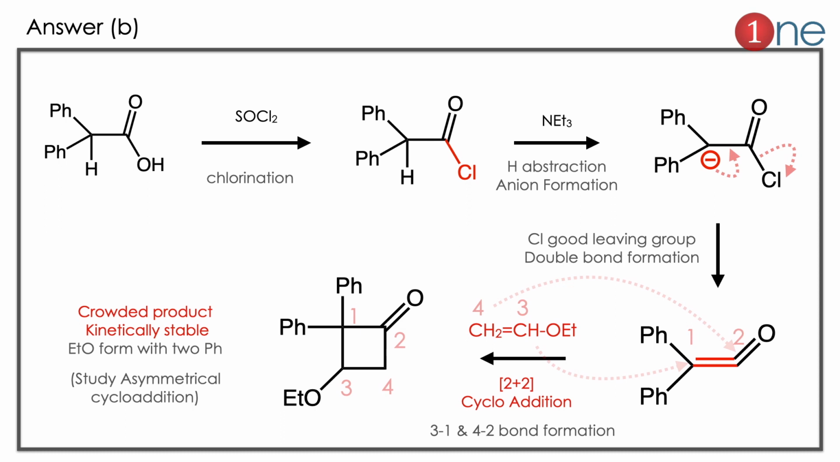Here you have now two things. One is the anion near the ketone with a leaving group forms a ketene, and always the addition leads to the kinetic crowded product.